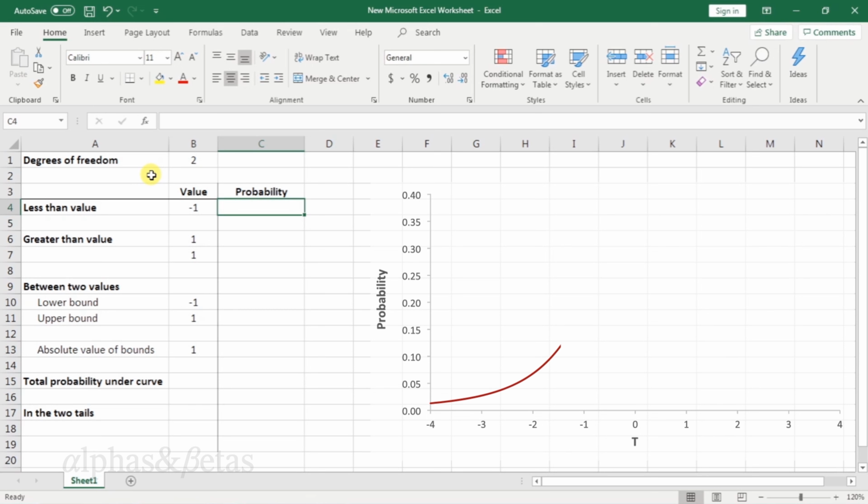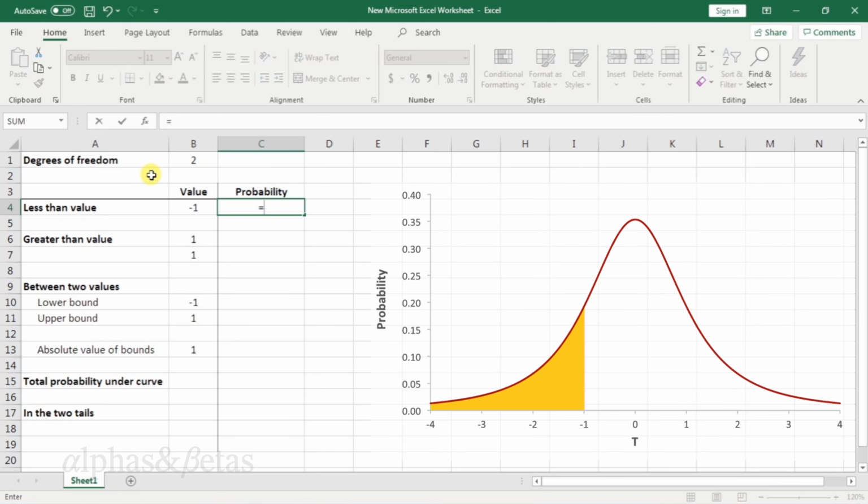Suppose you have a t-distribution with 2 degrees of freedom. You may want to find the probability of getting a value less than -1. You can use the t-dist function to find the probability. For the x parameter, select the quantile of -1. For the degree freedom parameter, select the degrees of freedom. For the cumulative parameter, enter true because you want the probability to the left of -1, not at the point of -1. The output tells you that the probability is 0.21.